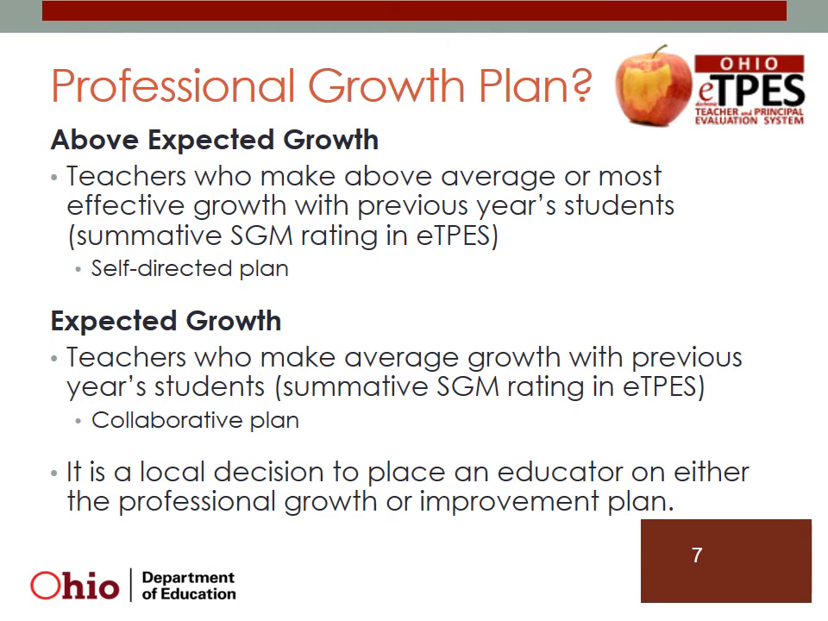So, how do you determine if a teacher is placed on a professional growth plan? If the teacher makes above expected growth, that means the teachers who make above average or most effective growth with the previous year's students on their summative student growth measure rating in eTPES will be on a self-directed professional growth plan. For those teachers who have made expected growth or average growth with the previous year's students in the summative student growth measure rating in eTPES will be placed on a collaborative professional growth plan. And remember, it is always a local decision to place an educator on an improvement plan or professional growth plan.